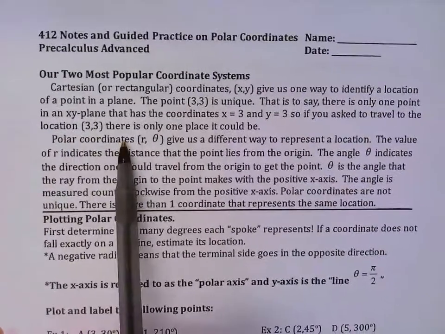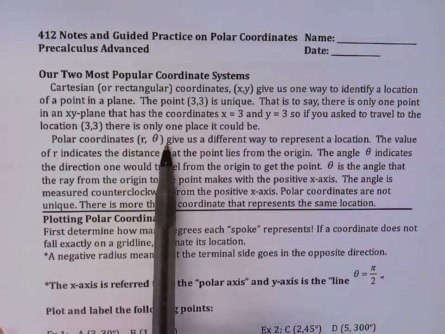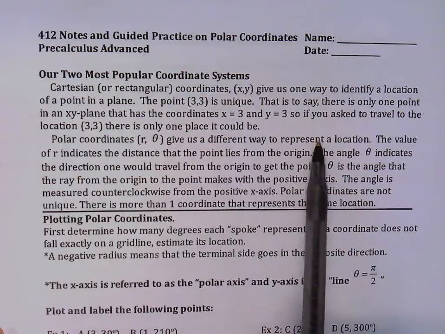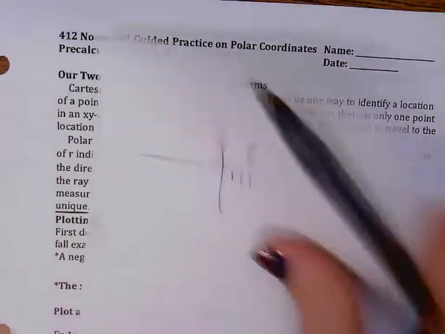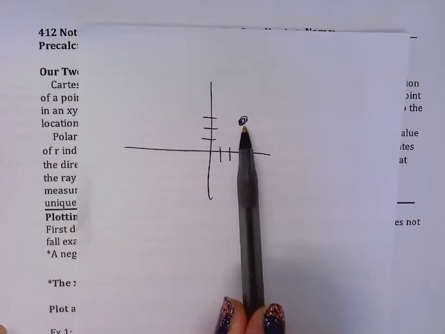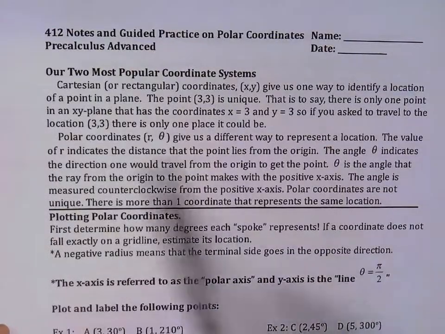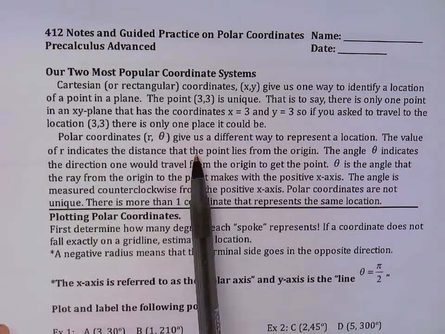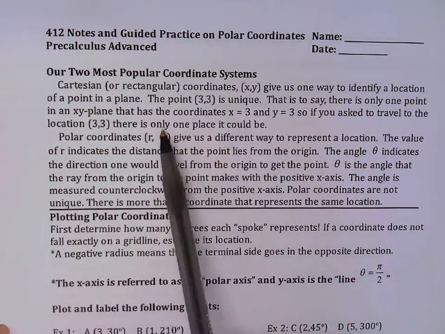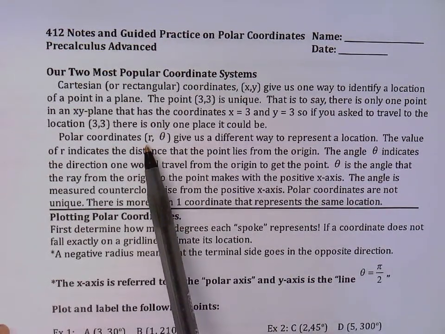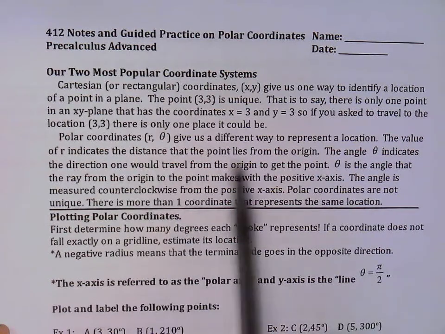Polar coordinates are r comma theta, and they give us a different way to represent a location. This point right here could also be represented with an r and a theta. The value r indicates the distance the point lies from the origin, just like the unit circle. R really means radius. How far from the origin are you?